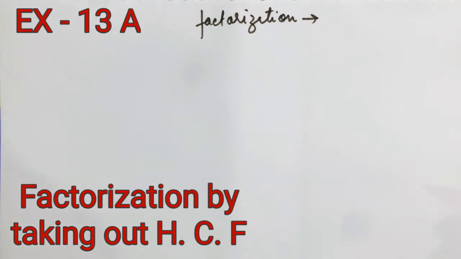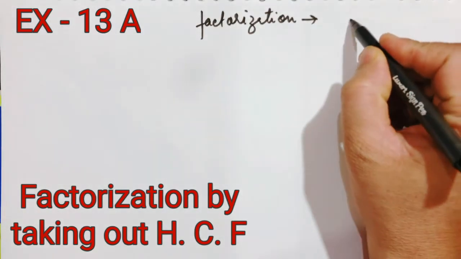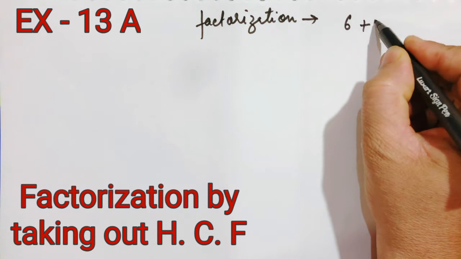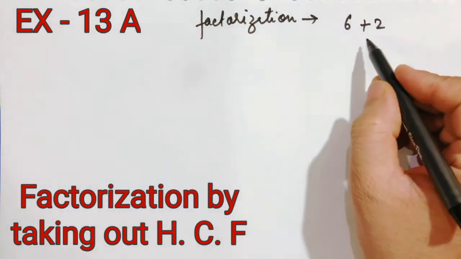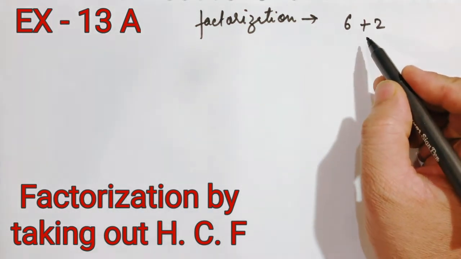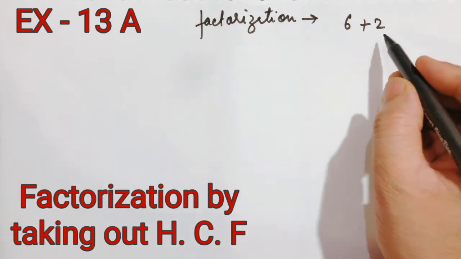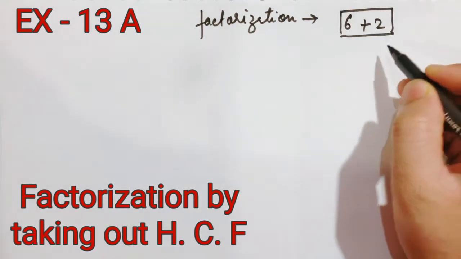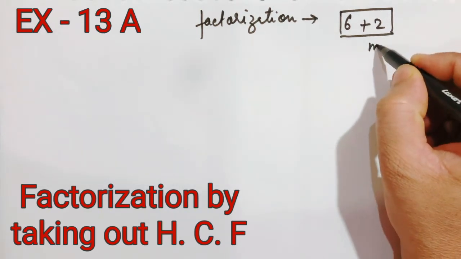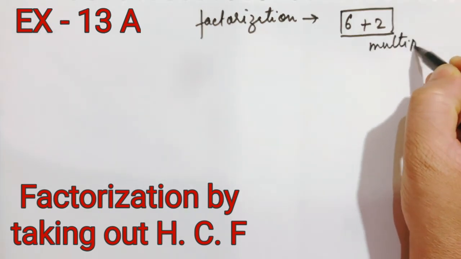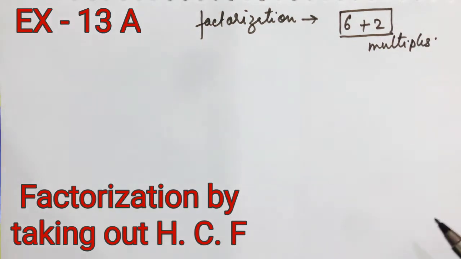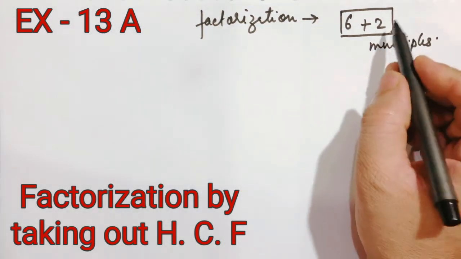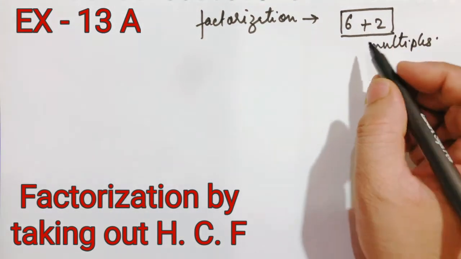For example, let us take 6 plus 2. Okay? This is the simple addition you have been given. Now, you are asked to convert this into multiples. So what are you going to do? You are going to take out the HCF first.